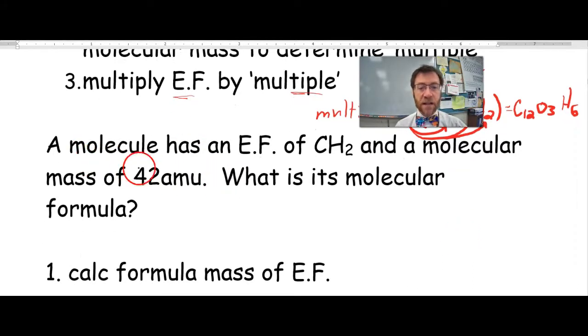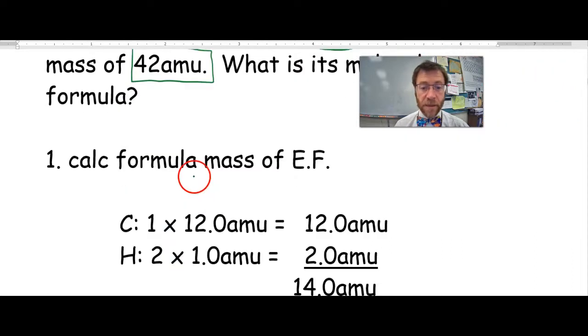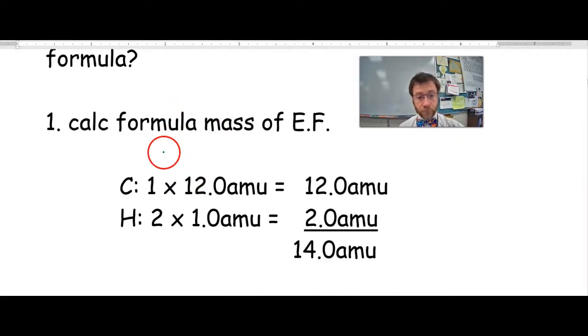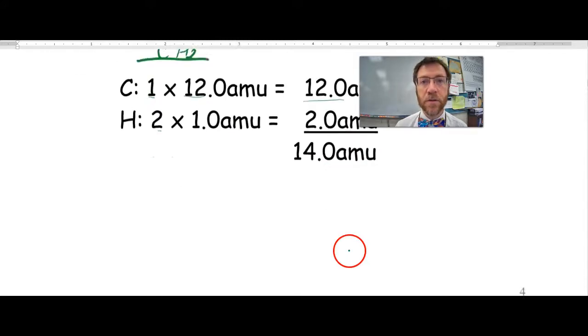Here's how we're going to do this thing. So here's the question. A molecule has an empirical formula of CH2 and a molecular mass of 42. What is the molecular formula? So the first thing we're going to do is calculate the mass of our empirical formula. So it was CH2, right? We have 1 carbon. Each carbon is 12. That way we get 12 in all. We have 2 hydrogens. Each hydrogen weighs 1. We get 2 in all. So the empirical formula has a mass of 14 AMUs.